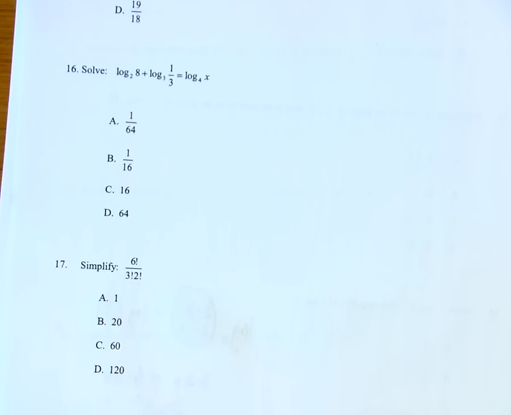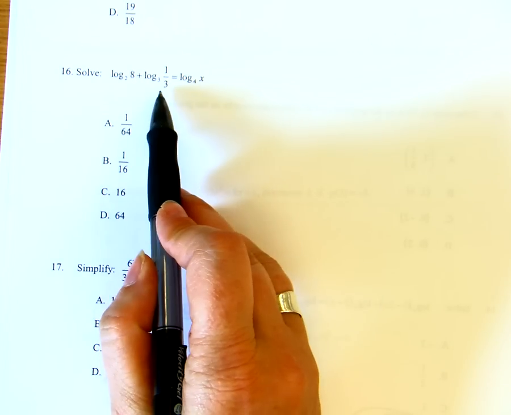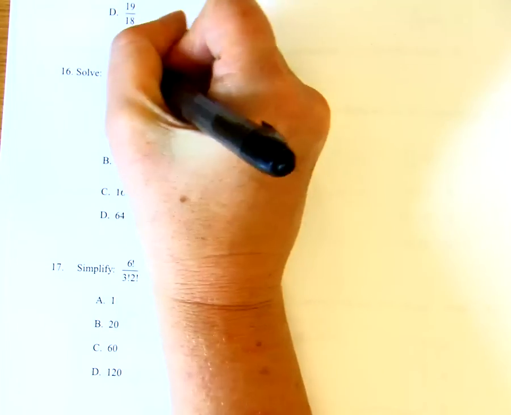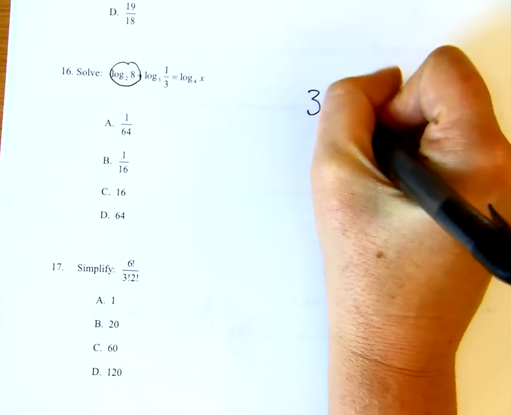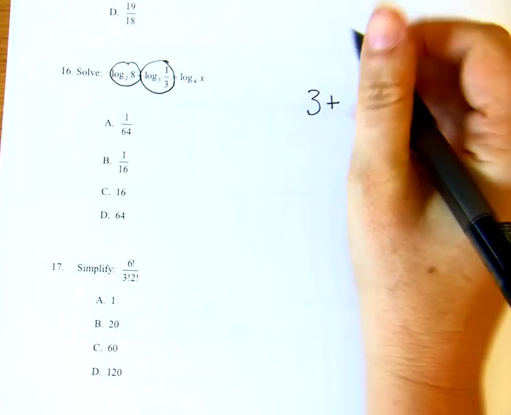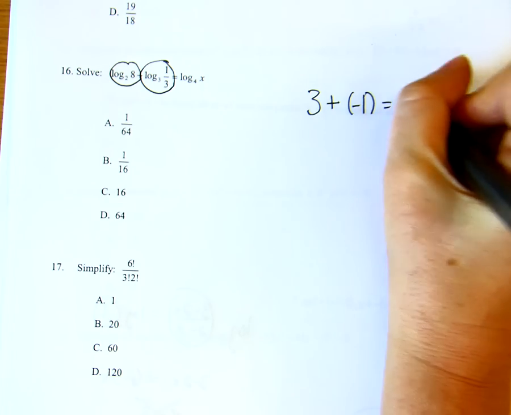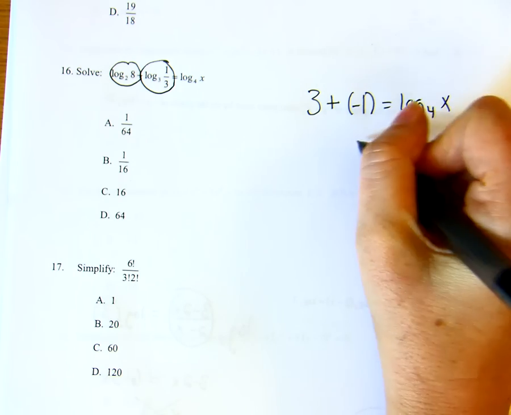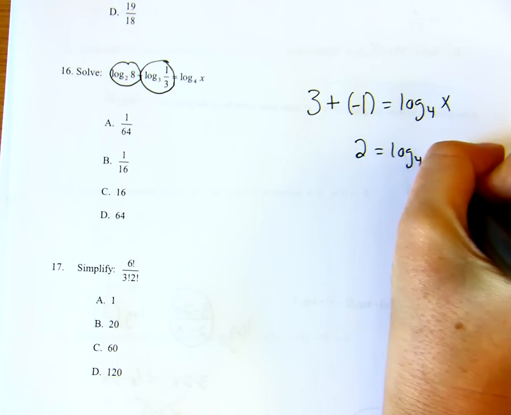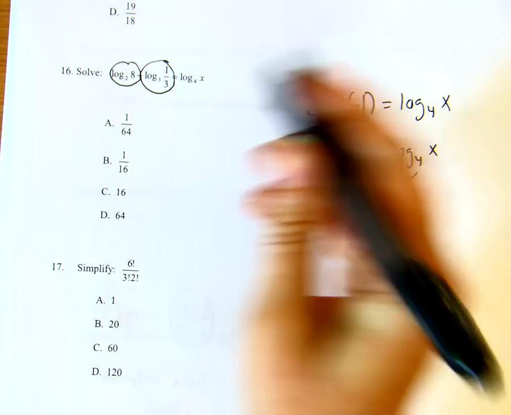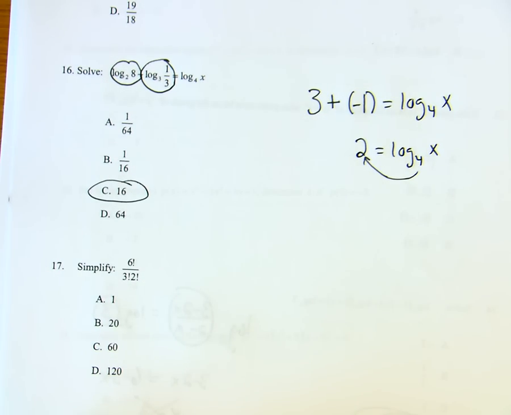Question number 16 is a log equation where the bases don't match. Doesn't matter. Log base 2 of 8, that's a 3. Log base 3 of 1/3, that's a negative 1. So it turns out that this was just a logs on one side equation. We solve it with a kick bump, you get a 16.